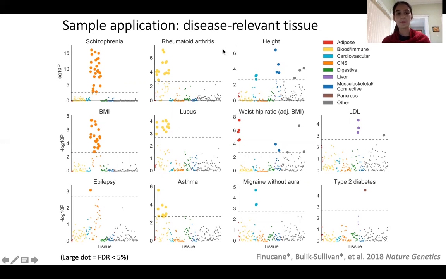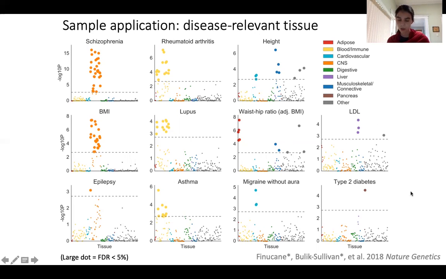And then for a lot of autoimmune or allergy-related phenotypes, we're seeing a strong immune signal. For migraine without aura, we saw a strong cardiovascular signal. And then adipose tissue was enriched for waist-hip ratio adjusted for BMI, showing a very different pattern of enrichment than what we saw for BMI itself. Liver for LDL, pancreas for type 2 diabetes.